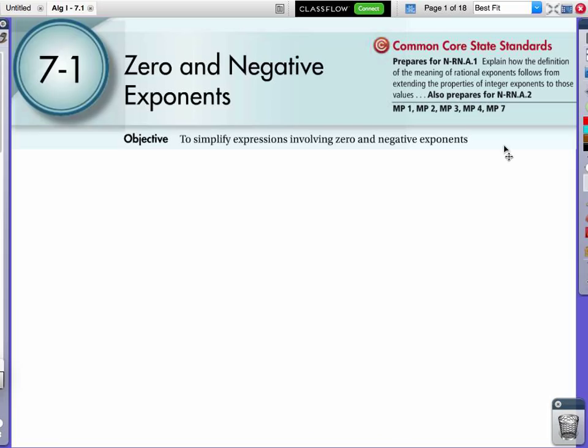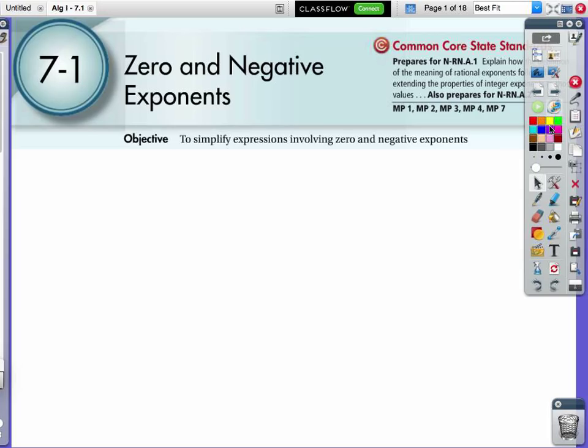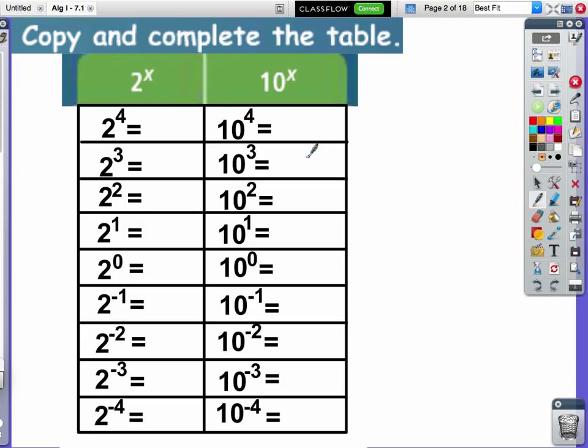Okay, today we're going to go through the first lesson of chapter 7 with zero and negative exponents. First thing, you should put this in your notebook. It just shows you what happens when we have exponents and negative exponents. So we'll start with 2 to the x power. Notice our variable is our exponent.